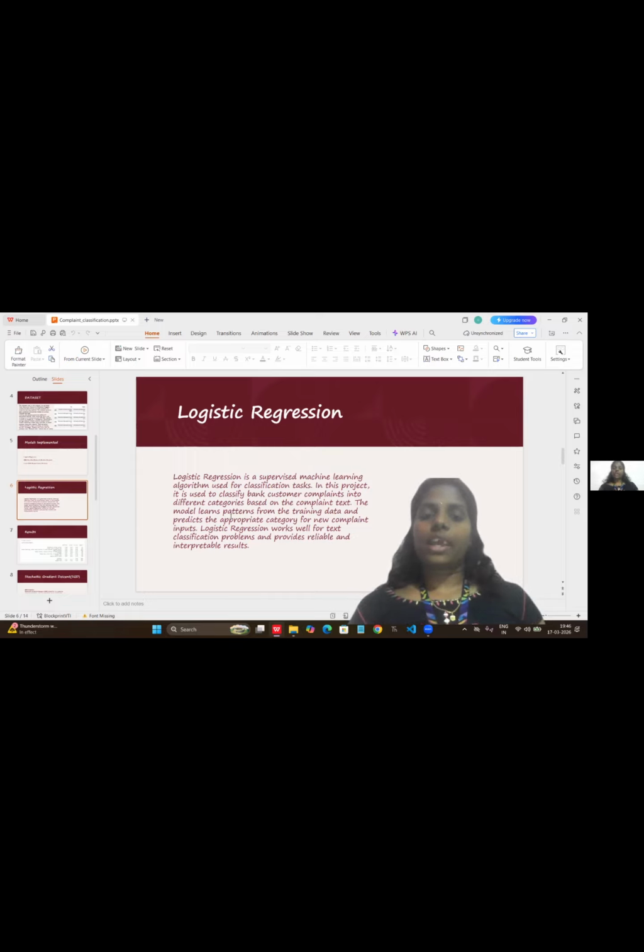Logistic regression works by calculating probabilities. It estimates the probability that a complaint belongs to each category, such as credit card issues, loan problems, or account issues. After calculating this probability, the model selects the category with the highest probability as the final prediction. One of the main advantages of logistic regression is that it is simple, efficient, and works very well for text classification tasks. It also requires less computational power and provides interpretable results.